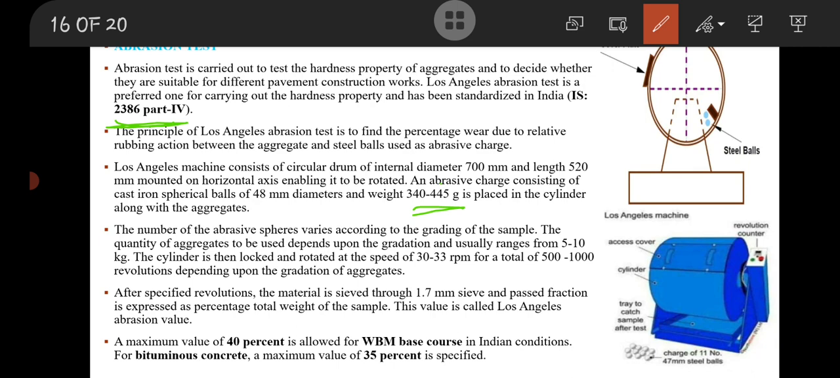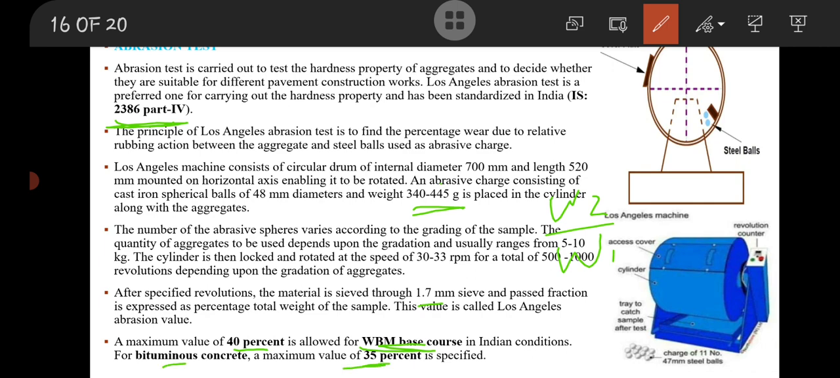by sieving it through a 1.7 mm size sieve. The test result is calculated as W2 upon W1, where W2 is the weight retained and W1 is the weight given, and this value is a maximum of 40% allowed for WBM base course. Why 40% for base course in Indian conditions, and for bituminous course a maximum of 35%?